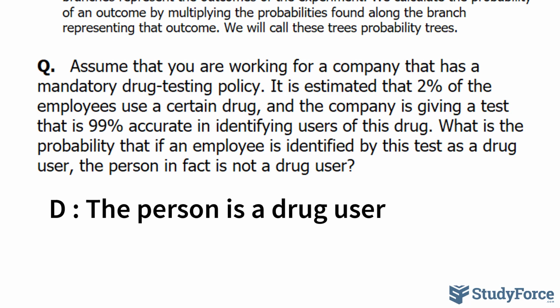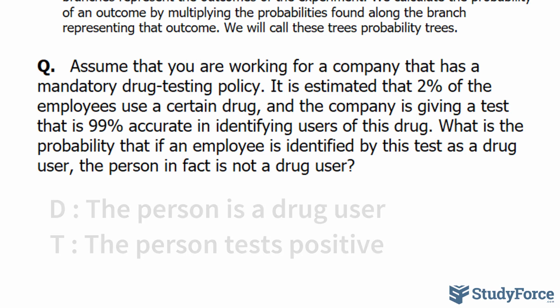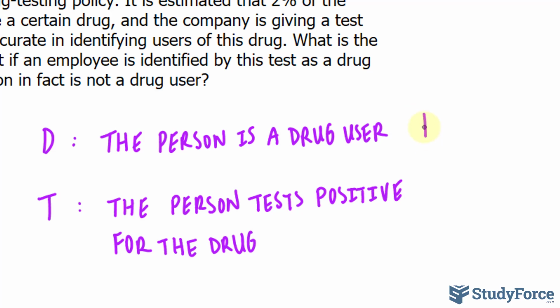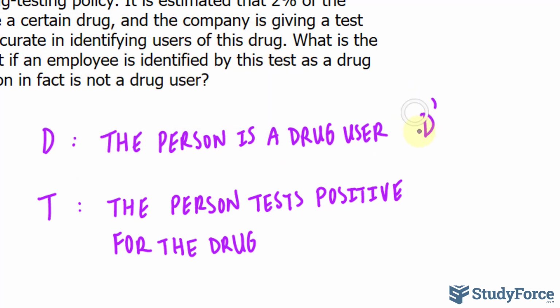To answer this question effectively, let's set the variable D to represent the event that the person is a drug user, and the variable T to be the event that the person tests positive for the drug. Again, what we want to know is the probability that the person does not use the drug given that he has already tested positive. Since D represents that the person is a drug user, let's use the symbol D prime to represent that he is not a drug user. And in probability, we call this the complement of D. So this is the person is a drug user, this is the person is not a drug user.